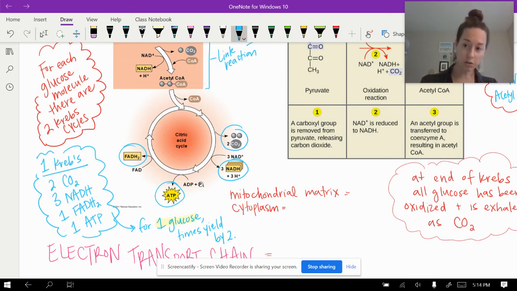So for one glucose, the Krebs cycle makes 2 ATP because it has to complete that cycle twice, once for each pyruvate or one acetyl-CoA, whichever, same thing.